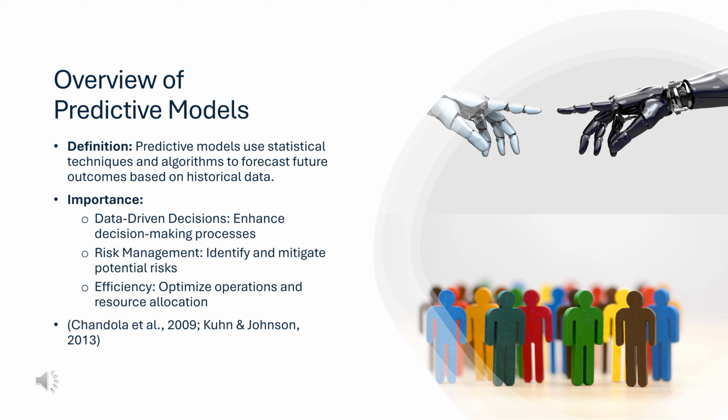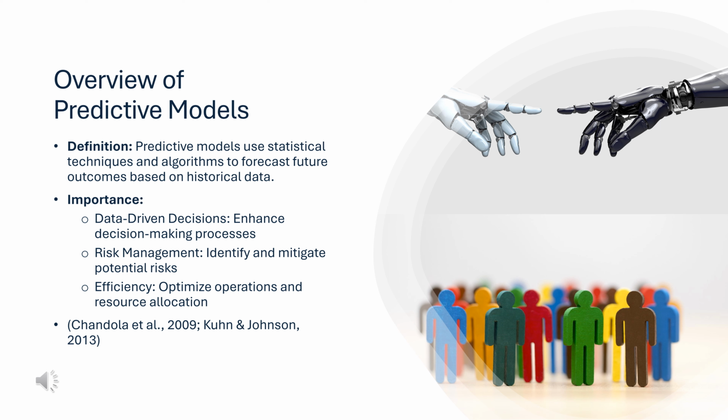Predictive models use statistical techniques and algorithms to forecast future outcomes based on historical data. These models are essential for making data-driven decisions, identifying and mitigating potential risks, and optimizing operations and resource allocation. For instance, businesses use predictive models to forecast sales, enhance customer satisfaction, and improve inventory management.